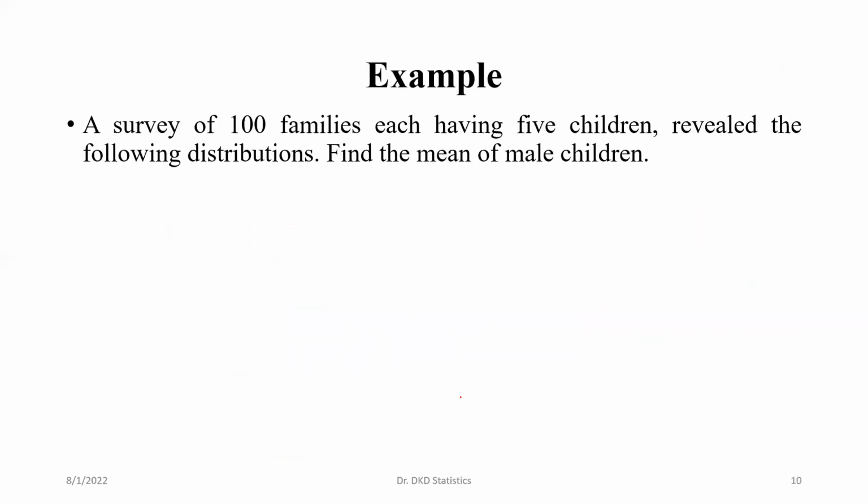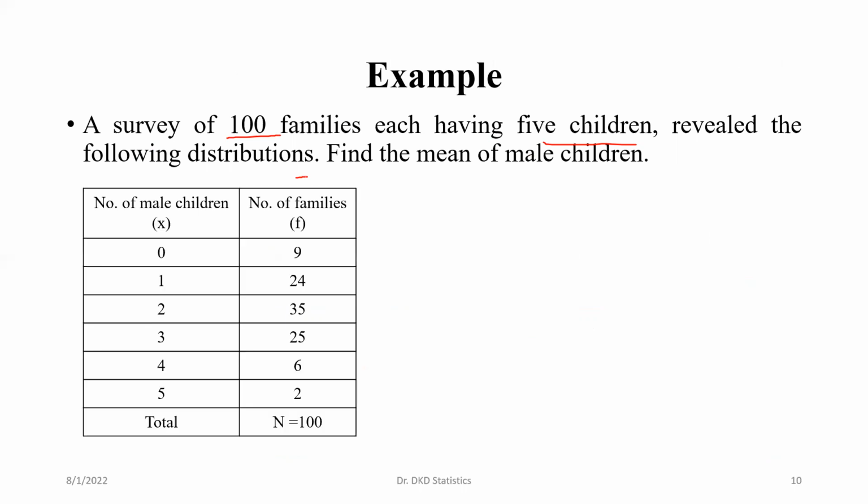We can find out the mean value. Suppose a survey of 100 families, each having up to 5 children, reveals the following distribution. Find the mean number of male children. Suppose 9 families have 0 children, 24 families have 1 child, 35 families have 2 children, 25 families have 3 children, 6 families have 4 children, and 2 have 5 children, and the total is 100 families.